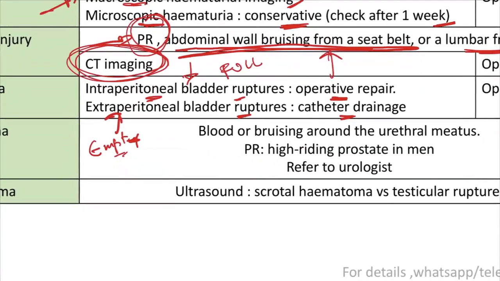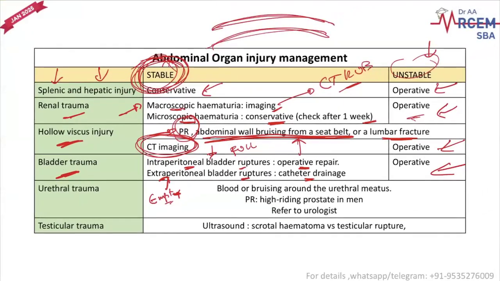Intraperitoneal, that is, if the bladder was full and it has ruptured, we call for operative surgery because the urine would have spilled into the peritoneal space and peritonitis can happen. That's why a wash is required and reconstruction of the bladder might be required. That's why you need to involve the urologist and the general surgeon.